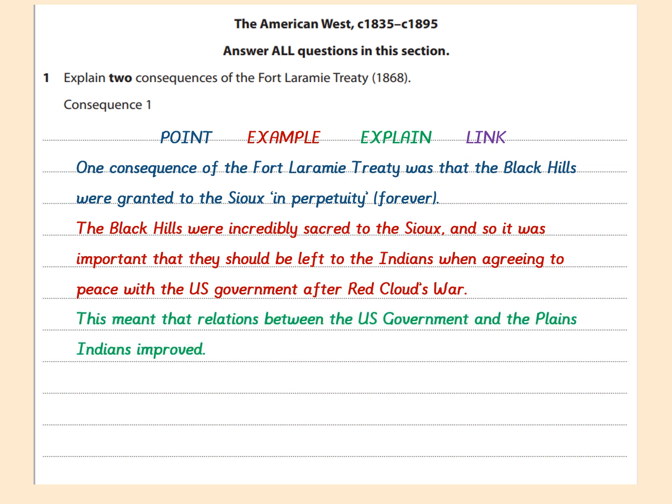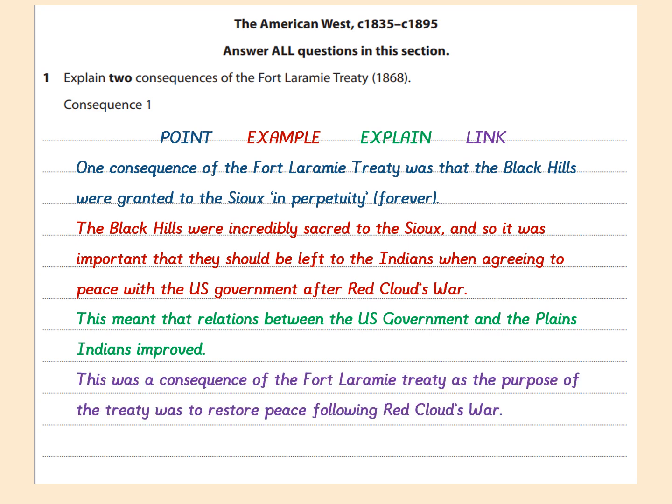This meant that the relations between the US government and the Plains Indians improved. This was a consequence of the Fort Laramie Treaty, as the purpose of the treaty was to restore peace following Red Cloud's War. So let's just run over that again. I've made a point in relation to the Fort Laramie Treaty and a consequence of it. I've added detailed knowledge. I've explained that that's a change in relations between the US government and the Plains Indians, and saying how that is a result of the Fort Laramie Treaty given its purpose. Point, example, explain, and link.